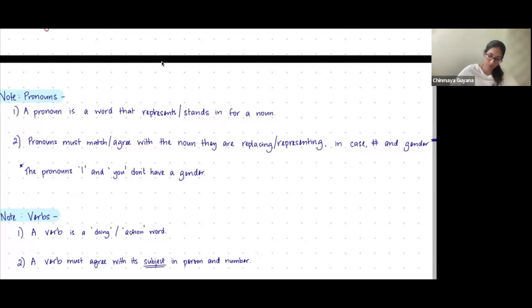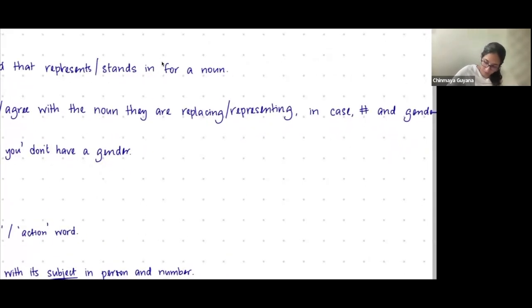So if I am going to be replacing the word vana, which is forest, I have to use the pronoun tat. If I am replacing the noun ratha, which is rathaha, which is chariot, I have to use sa. Get it? Simple. Simple rule.